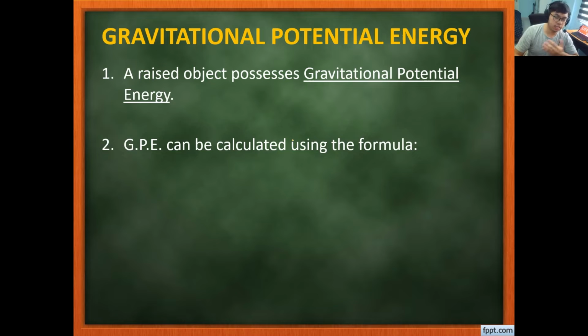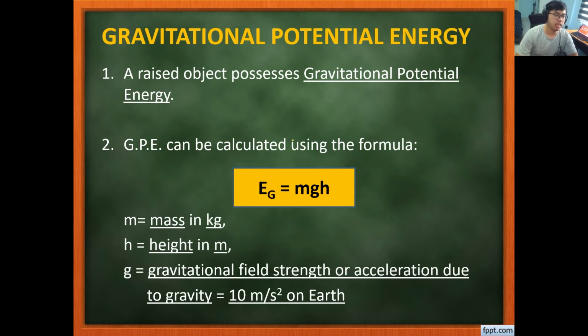Now, GPE, gravitational potential energy, can be calculated using this formula. E with a small g stands for gravitational potential. m is mass. g is the gravitational field strength, and this is usually 10. We set this as 10, so we know the value of this variable. h is the height. So gravitational potential energy is equal to mgh.